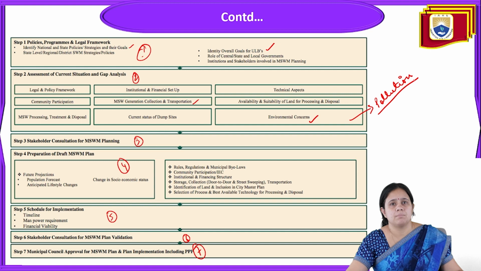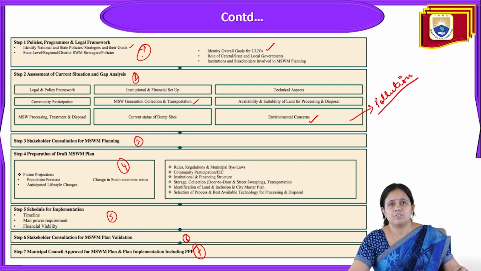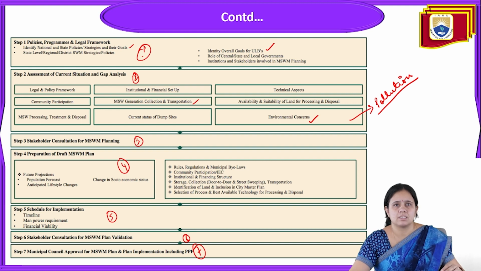Okay, next is about the stakeholder consultation for MSW management planning. After this assessment of current situation and gap analysis, policies, program, legal framework, step 3 will come. In this step 3, we will involve the consultation with the municipal solid waste management planners and some stakeholders. So there will be a meeting between this MSWM and the stakeholders. They will do the consultation about these points, and they will do a minute discussion on every point.